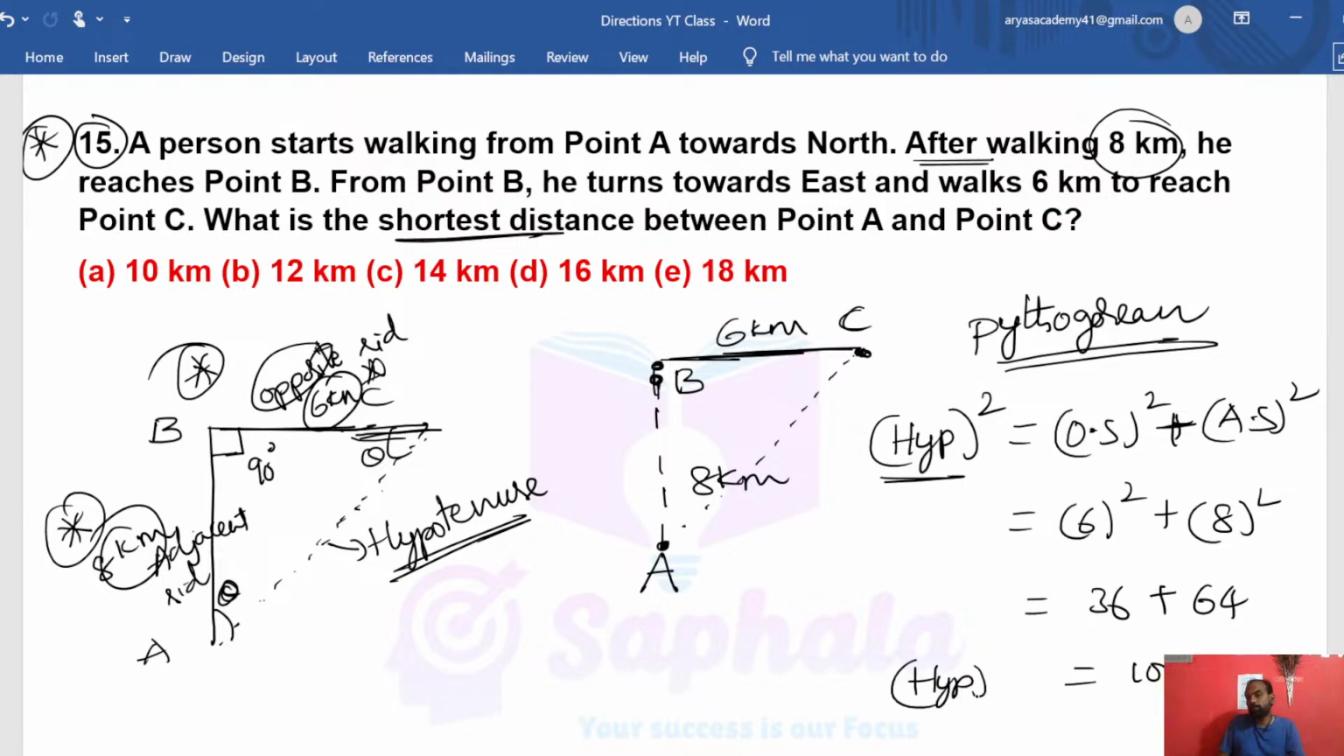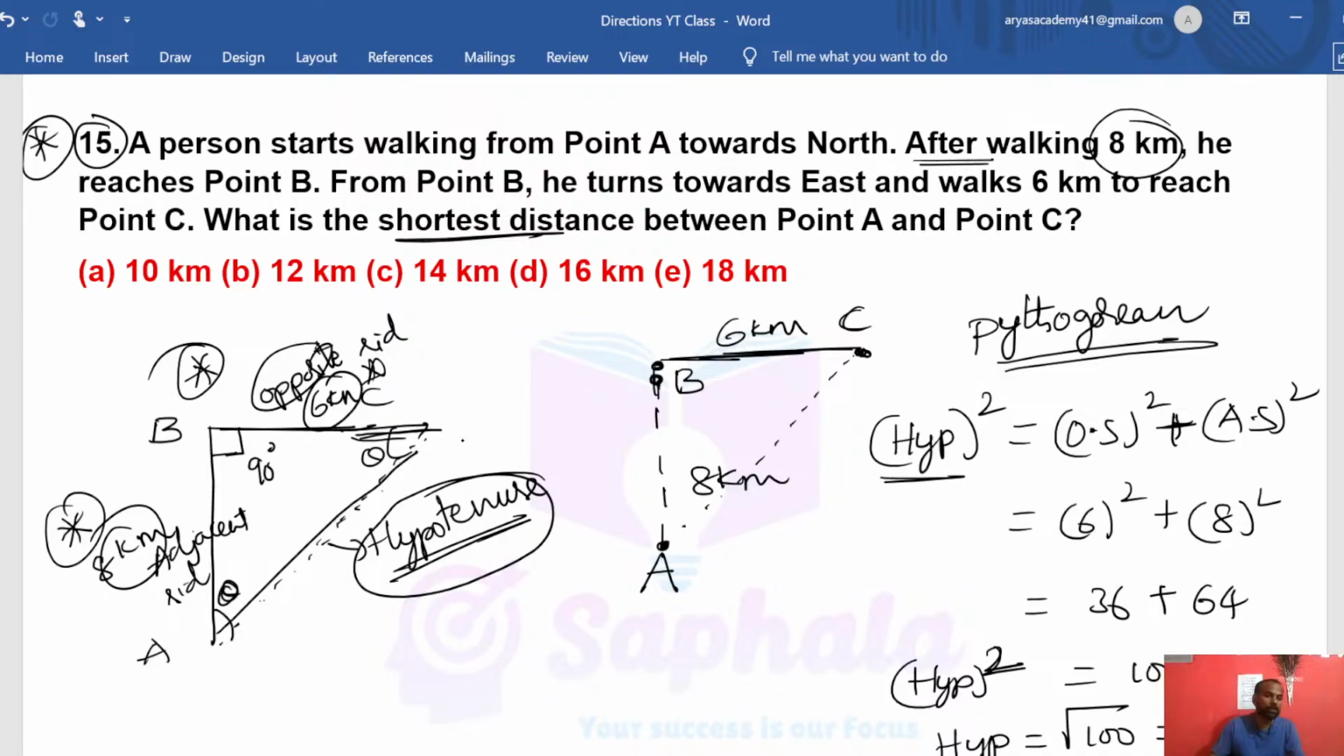Hypotenuse whole square is equal to 100, but I want the value of hypotenuse. So ಅವಾಗ ಈ whole square ಆಚೆ ಹೋಗಿ ಏನಾಗುತ್ತೆ? Square root ಆಗುತ್ತೆ. Under root of 100 ಏನಾಗುತ್ತೆ? 10 ಆಗುತ್ತೆ. So what is the shortest distance? 10 kilometers. ಆ shortest distance ನೇ ನಾವೇನಂತ ಹೇಳ್ತೀವಿ?